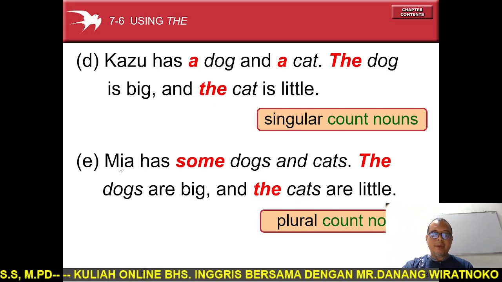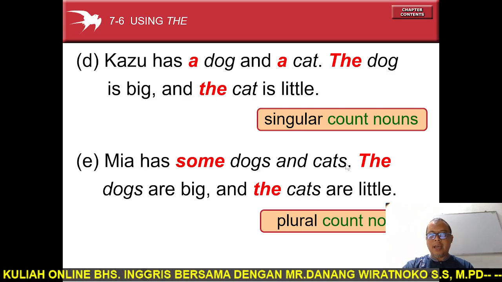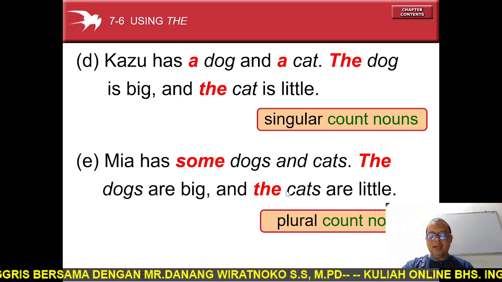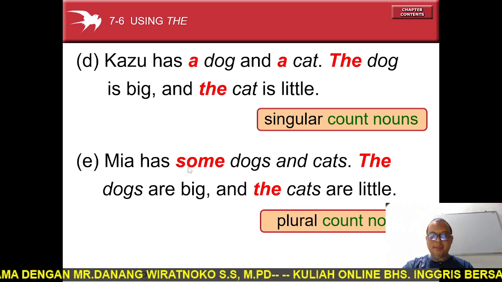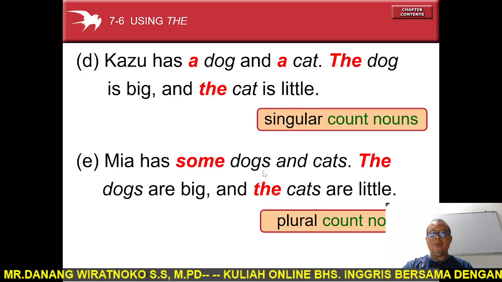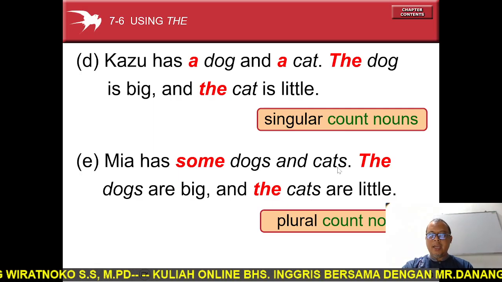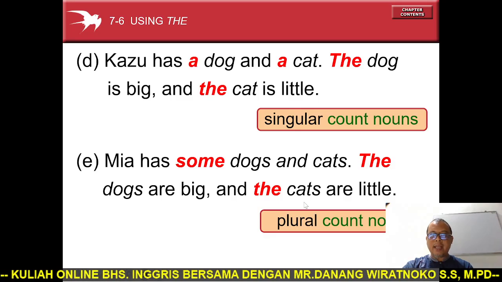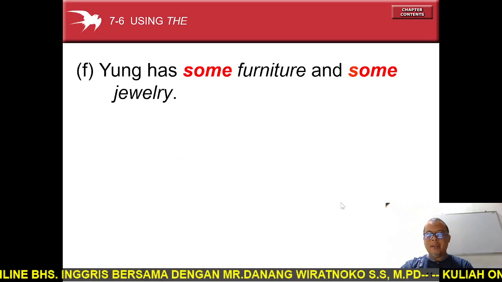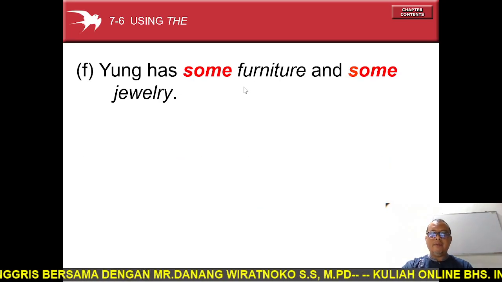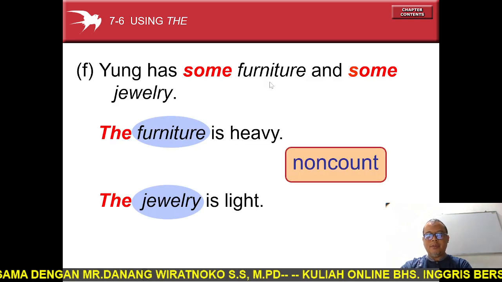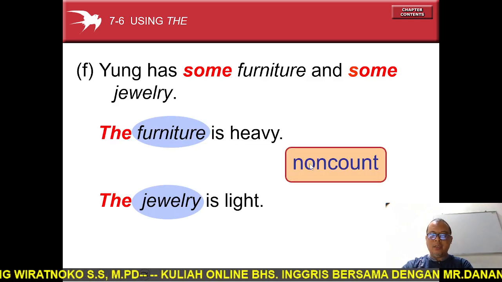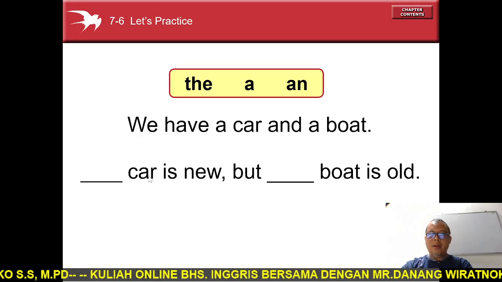Begitupun dengan ini sama. Mia has some dogs and cats. The dogs are big and the cats are little. Karena di sini pakainya some, jadi ada banyak, more than one. We say dogs and cats. So the dogs are big and the cats are little. Okay, Jung has some furniture and some jewelry. The furniture is heavy, the jewelry is light. Non-countable noun.